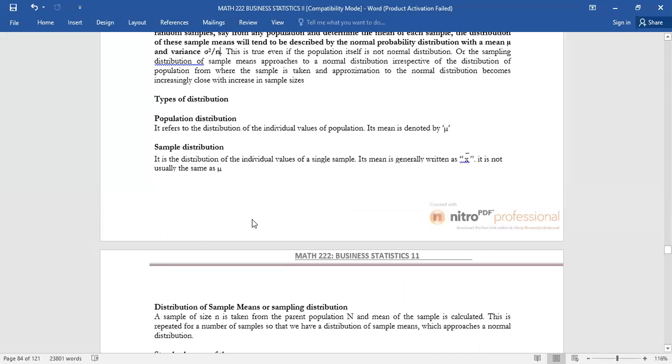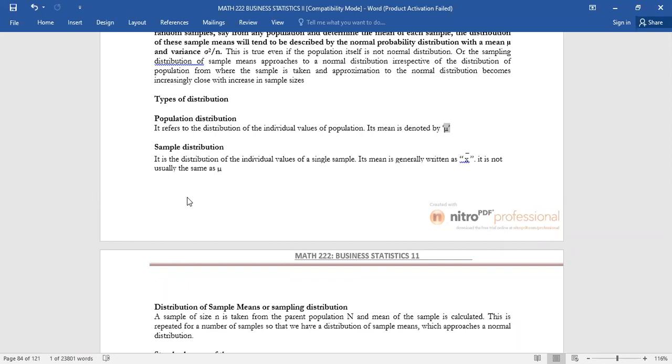So when we are talking of the population distribution, we are talking of the individual values of the entire population. So we are talking about the entire population. If the population has 1,000, we are talking of the entire 1,000. So if we get the mean of the entire population, we'll be talking of the mu. But when we talk of the sample distribution, we'll be talking of the individual values of the single sample. So suppose we split our population of 1,000 into quarters of 100, 100. We are going to have 10 samples.